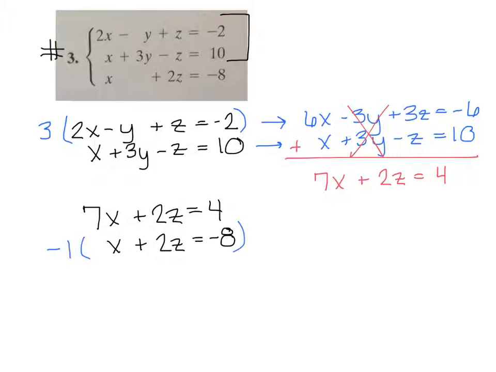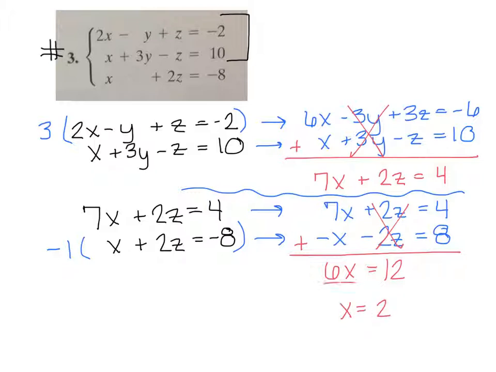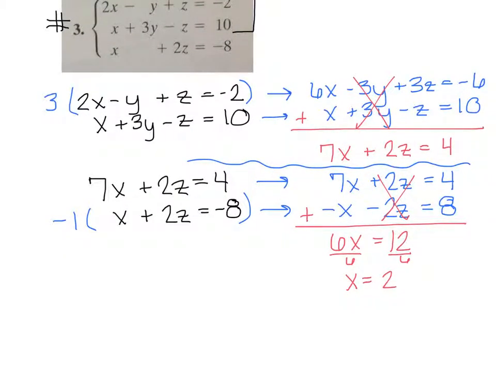So that makes it negative 1x minus 2z equals positive 8. See what I did there? And then we just have our 7x plus 2z equals 4. Add those together. So 6x equals 12. What does x equal? 2, when we divide by 6. There's one part. Now, what do we do?